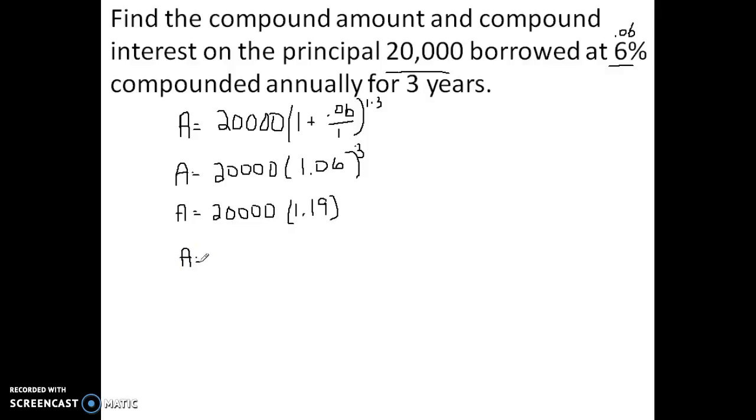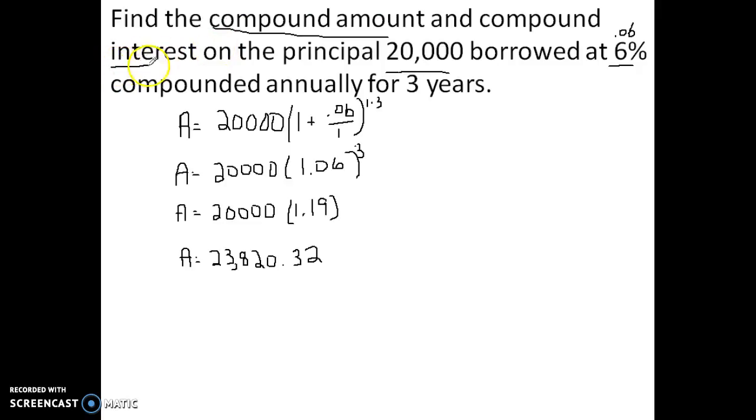And when we do that, we get $23,820.32. So we have $23,820 and 32 cents. Now that's the first part of the question, the compounded amount. That is the answer to what our compounded amount is.